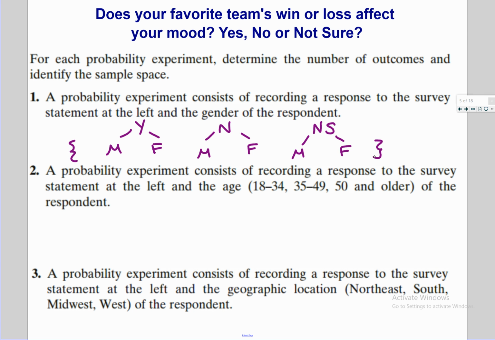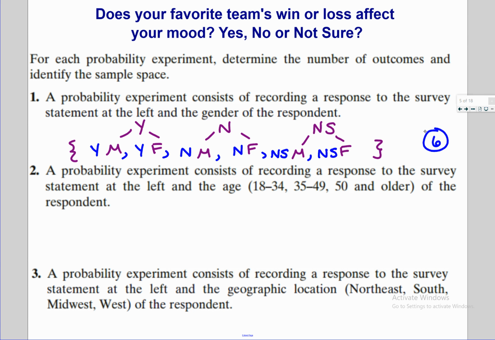Now, I need to have a way to distinguish between somebody that answers yes and is male and somebody that answers no and is male. So a lot of times we abbreviate things like this. So, in front of those first 2, I might put YM and YF, just to say they answered yes and they're male, or they answered yes and they're female, or no male, no female, and then I'll put maybe NS for not sure, NS for the males. Okay, and then again, 6 outcomes in that sample space.